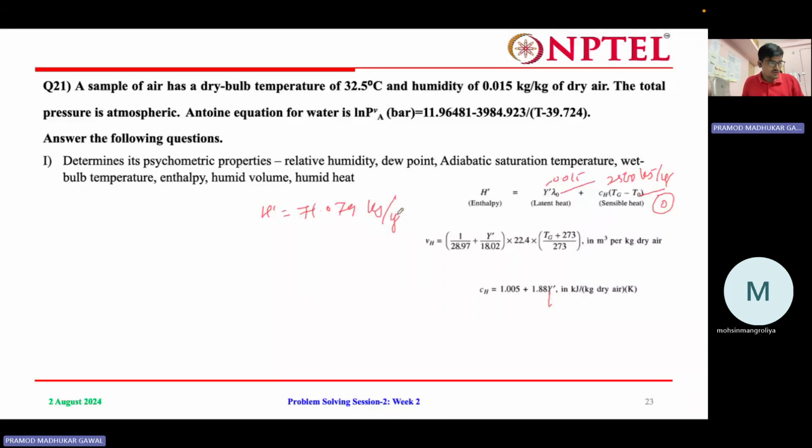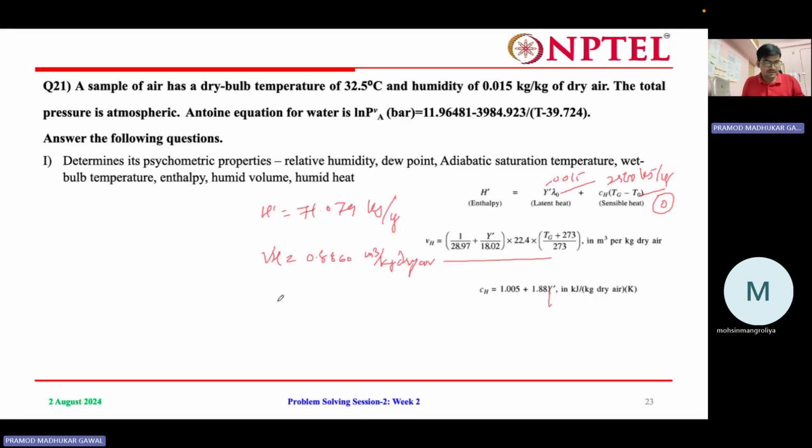Next is the humid volume. Here the equation is given, and now you just have to put the values in. So VH is equal to 0.8860 meter cube per kg dry air.